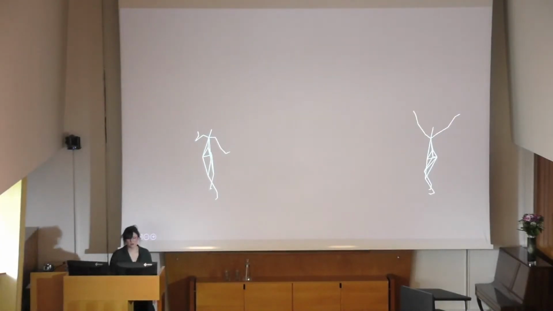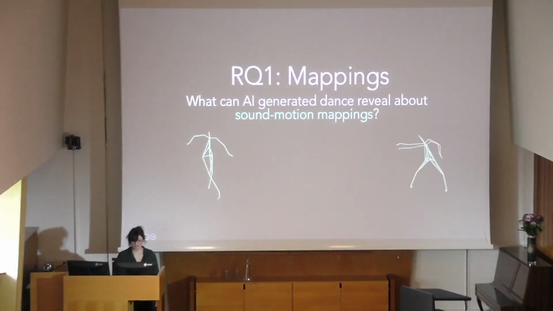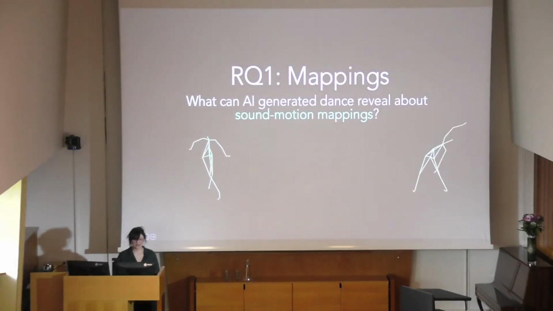We can further frame my work through three research questions. The first is mappings. What can AI-generated dance reveal about sound motion mappings? While dance can, of course, exist without the close relationship to music, it's clear that music has some effect on how we move, both in dance and in other movements, such as walking, or even when explicitly trying to stand still.